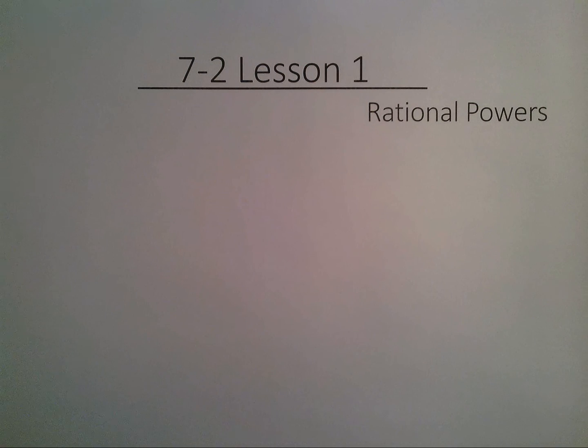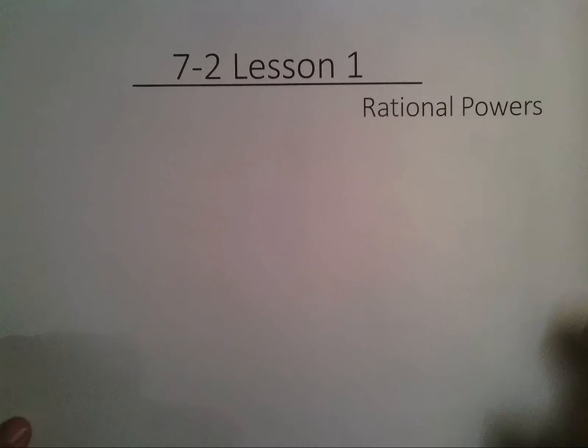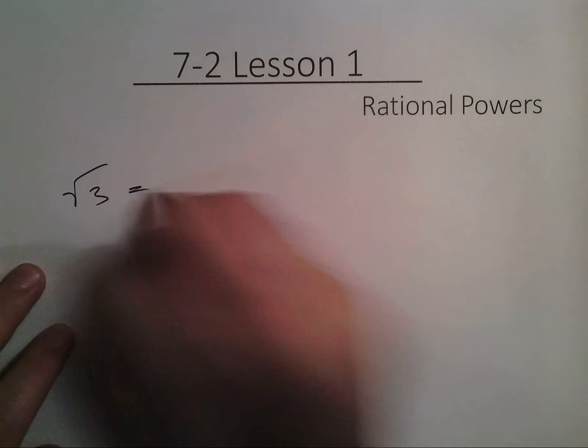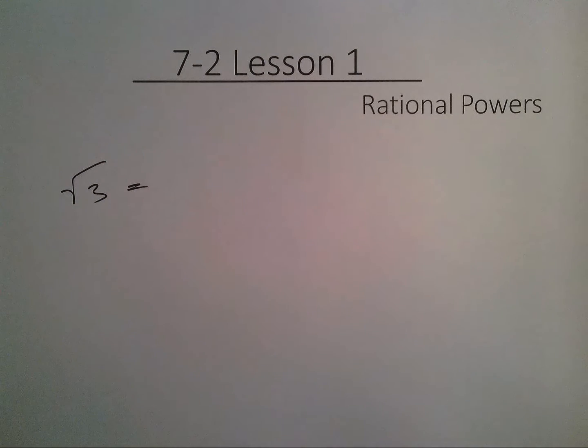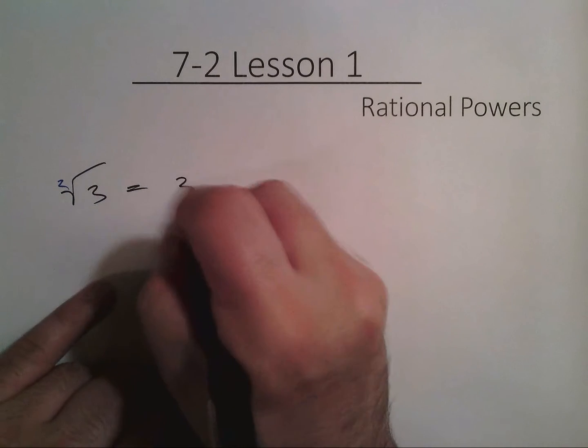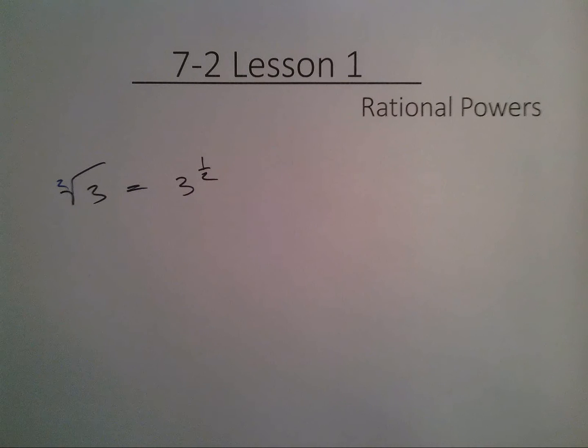Alright, this is lesson 7.2, lesson 1, rational powers. What we need to understand about rational powers is it's just radicals. So if I have the square root of 3, what I'm really doing is a second root of 3, which in itself just means I have 3 to the 1/2 power.